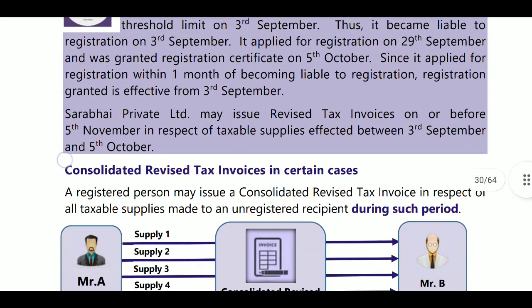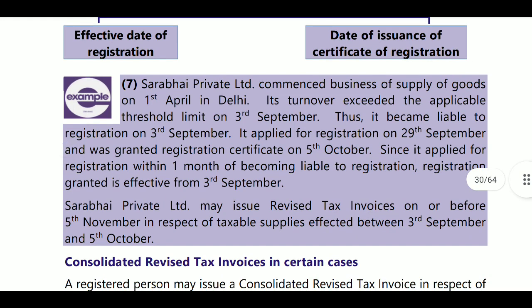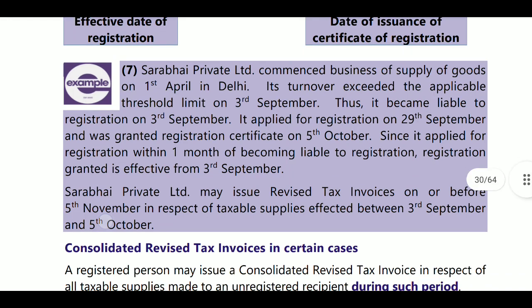Okay, for example, say the seventh example. Sarahabai Private Limited commenced business of supply of goods on 1st April in Delhi. Its turnover exceeded the applicable threshold limit on 3rd September, so it is liable for registration under GST. Thus it becomes liable to registration on 3rd September.